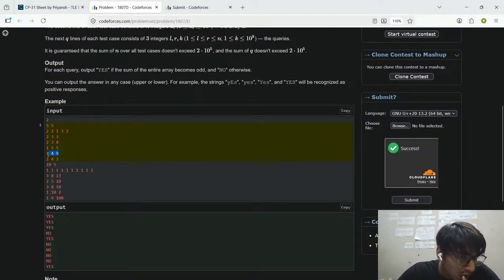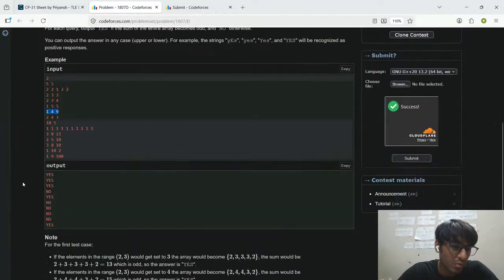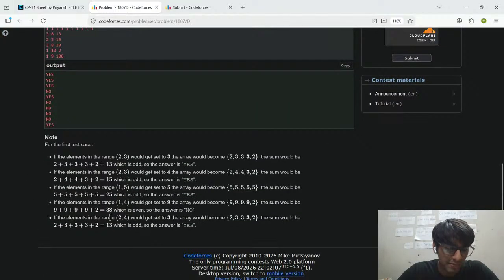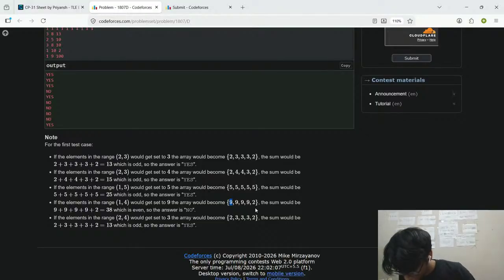What? No value for 1, 4. Why? Odd plus odd keeps even. Oh yeah, it's even. I'm sorry. In my copy, I wrote odd plus odd equals odd. My intellect, bro.